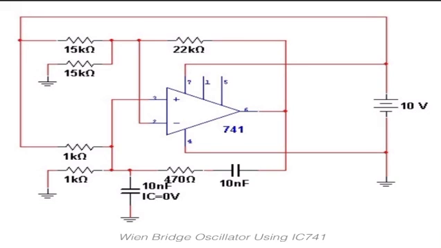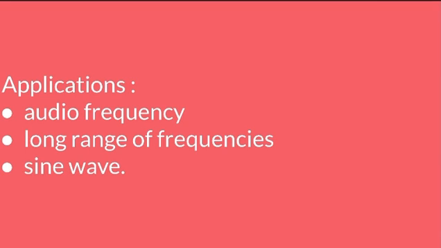So coming to the next topic, we have the applications. This Wien bridge oscillator is used to measure audio frequencies, as well as to design long range frequencies, and it also produces a sine wave. So these are some of the applications for this Wien bridge oscillator.